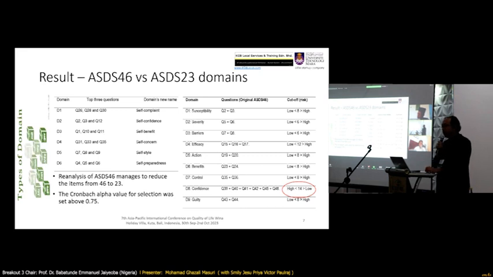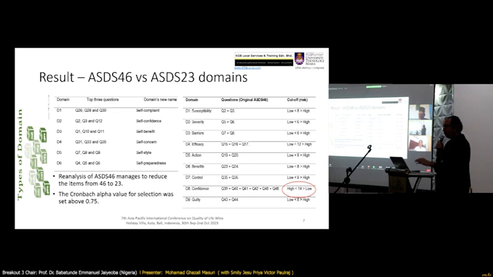Okay, so what are the differences between ASDS 46 and ASDS 23 in terms of domain? Our previous research and publication managed to identify only 6 attitude domains of Malaysian drivers, namely safe compliance, self-confidence, self-benefit, concern, style, and preparedness. The recent study found that there are 9 attitudinal domains, and this brings a bigger spectrum and bigger understanding of the attitudes of Malaysian drivers.